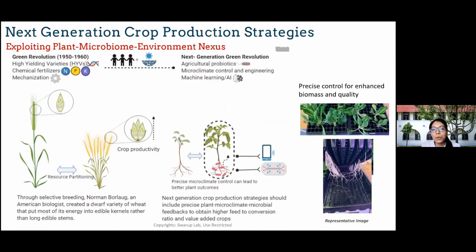And when we talk about this nexus, the next thing that will come up is, how do we exploit this nexus and develop certain next generation crop production strategies? Before I come to next generation crop strategies, I would spend some time on what happened when we had these great famines long back, and how we got to the green revolution from then on.